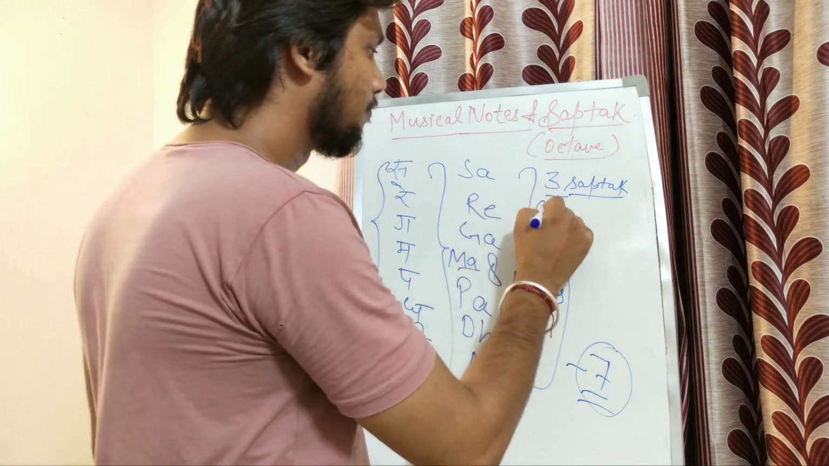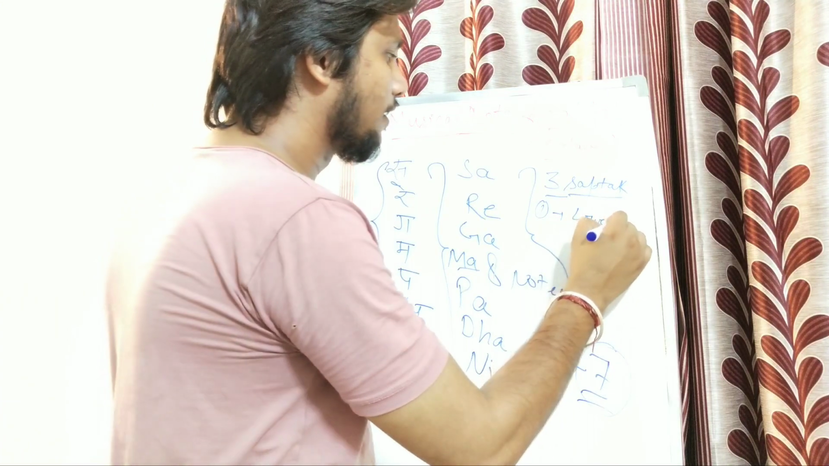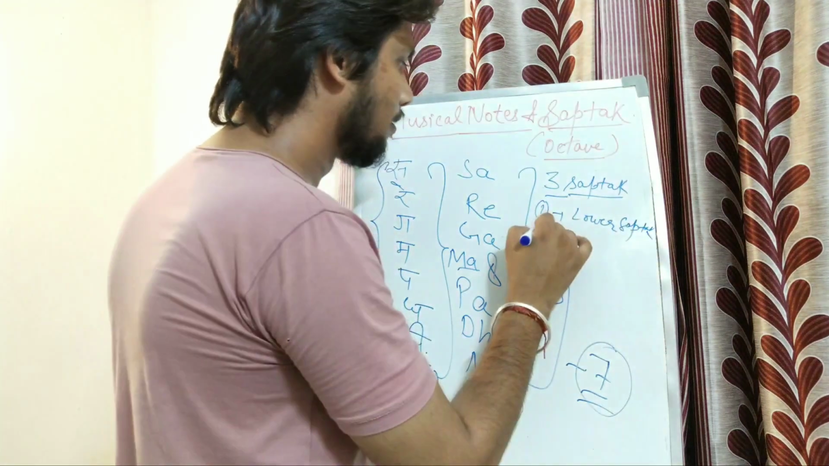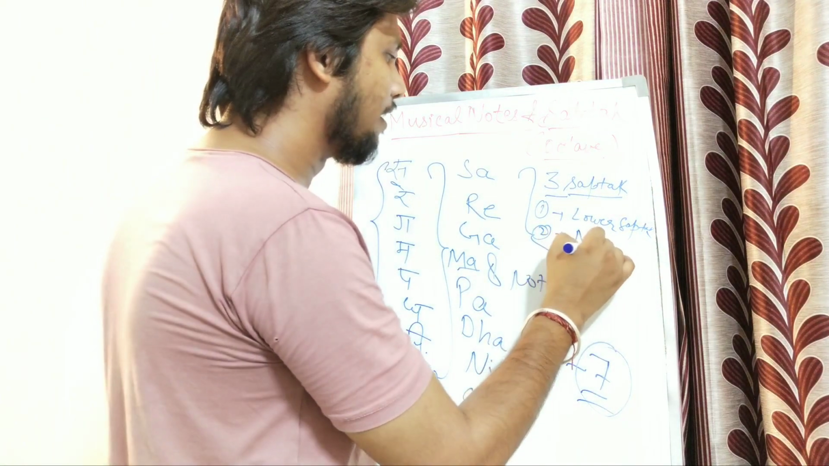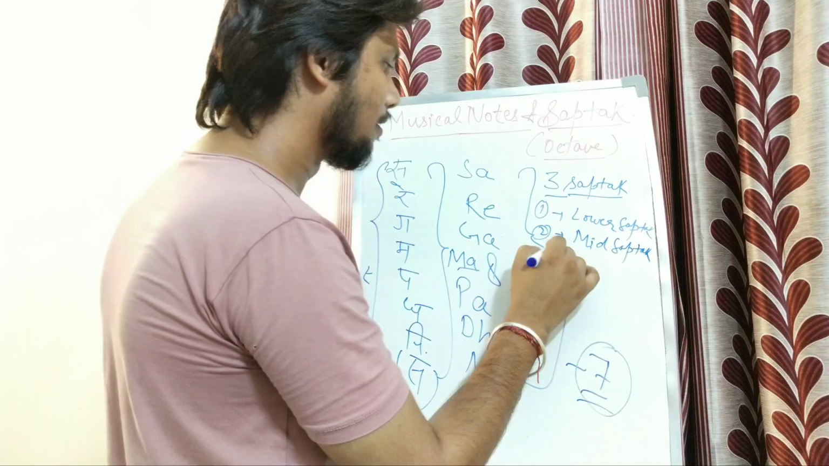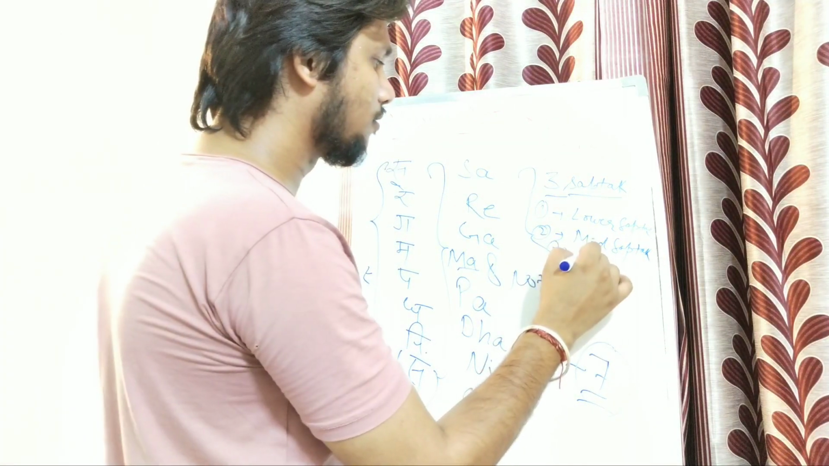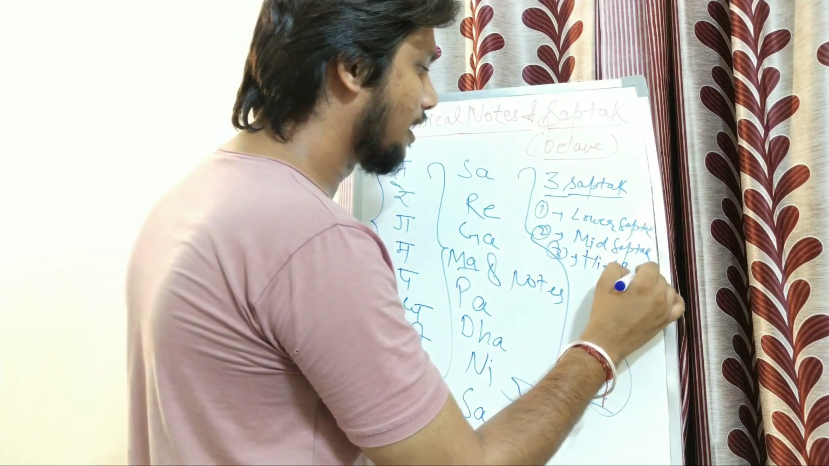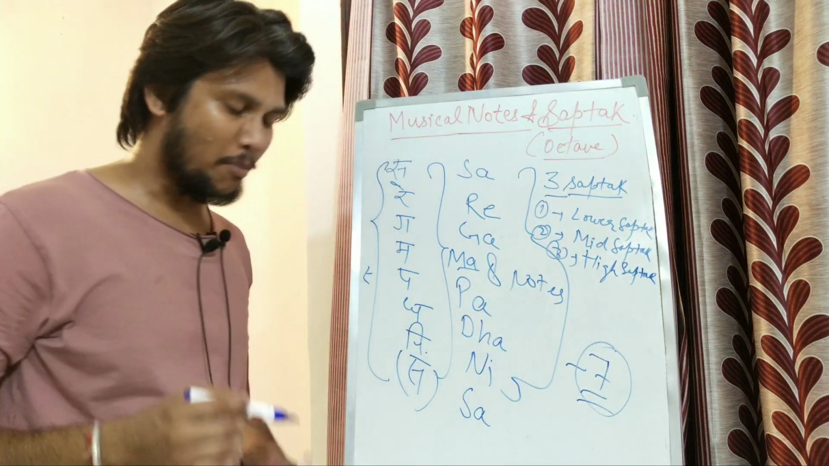That is, first, lower octave or called lower saptak. Second, mid octave or we can call mid saptak. Third, we can call high octave or high saptak. But the proper word is saptak.